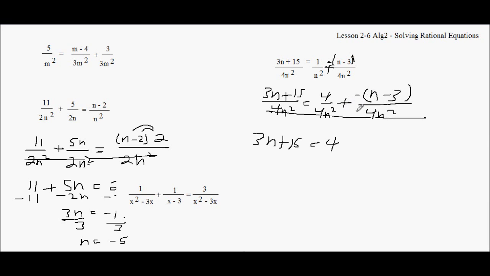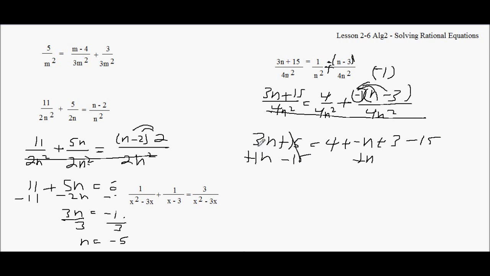Now I have to distribute. You can think of this minus as a minus 1 being distributed. Minus 1 times n is minus n. Minus times a minus is plus 3. Very important. Okay, I'm going to add n to both sides. I'm going to subtract 15 from both sides.